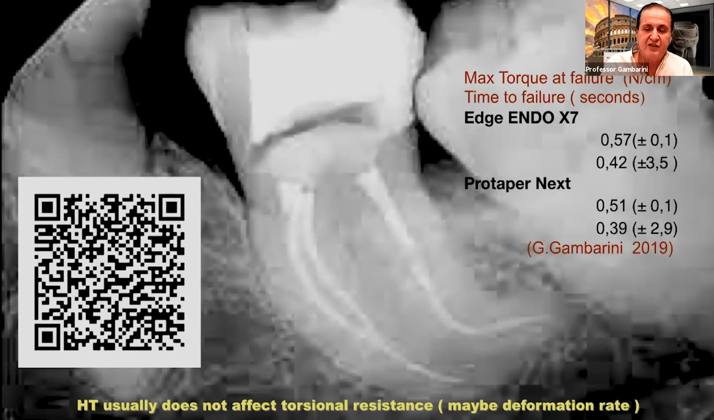So this is an interesting study that we made, and if you want, you can take your camera or your phone and just click and make a screenshot of this image so you can download the article about this. And this is a study about the torsional resistance of this kind of file, which is pretty good.